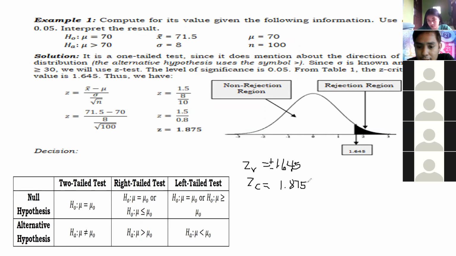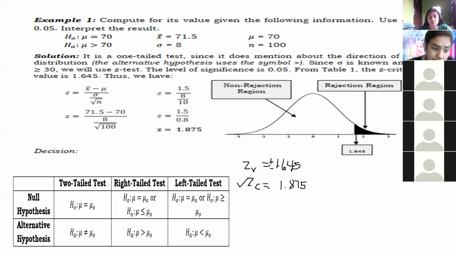Ngayon, ang tanong natin, anong ano siya? Right there, this is right-tailed. Sino mas malaki ngayon, si computed or si critical? Computed is 1.875. Ang critical value natin is 1.645. So, ibig sabihin, mas malaki si computed. Okay? Mas malaki si computed.